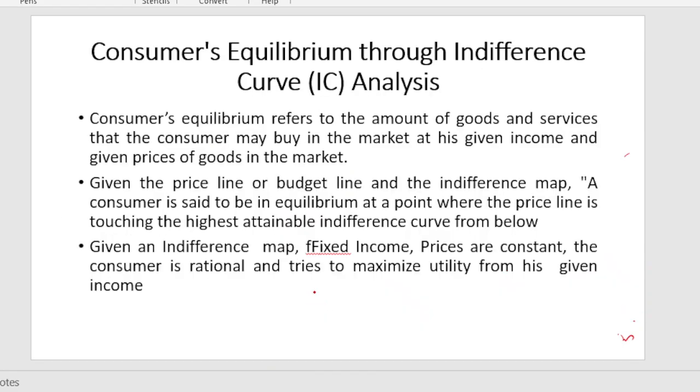The next concept is consumer equilibrium through indifference curve analysis. Consumer equilibrium refers to the amount of goods and services a consumer can buy in the market at his given income and given prices that maximizes his satisfaction.